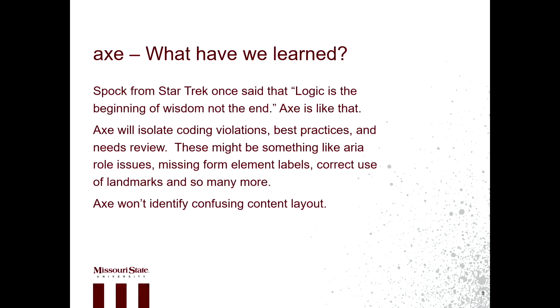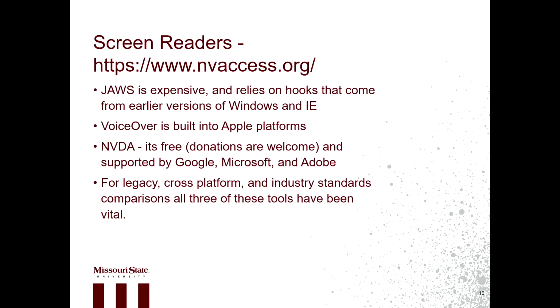Axe isolates coding violations. It'll tell you that something needs review or that it doesn't meet best practices. And that includes quick, easy things like making sure your ARIA roles are configured the way you need them to be. Things that you overlooked because somebody was cranking out the script fairly quickly and they didn't get something labeled the way it needed to be, etc.